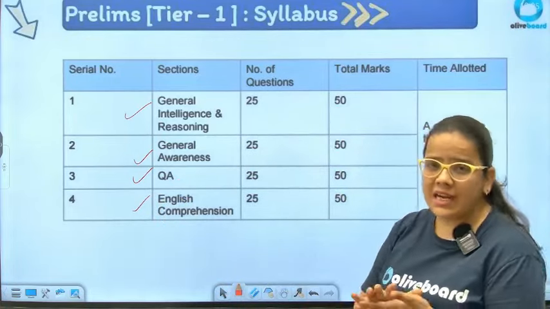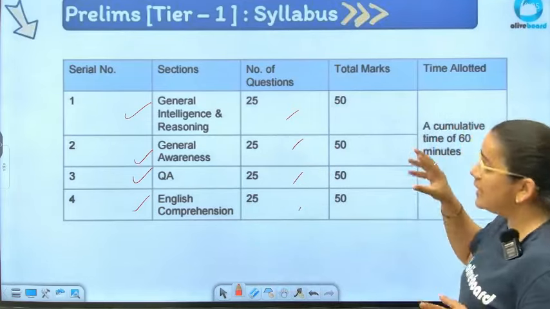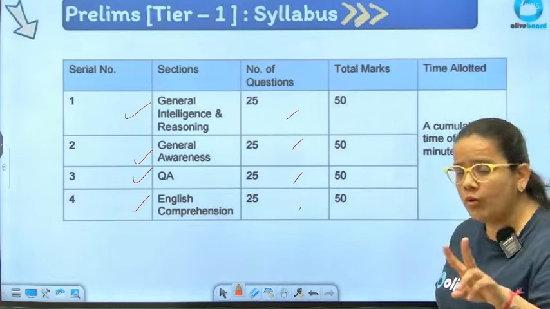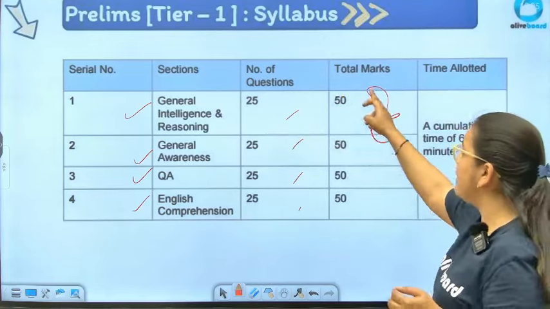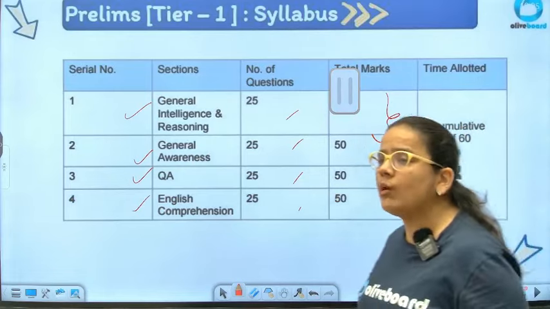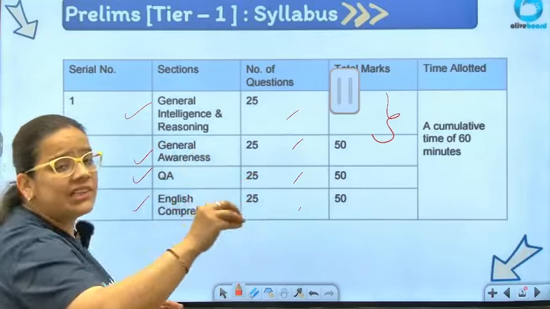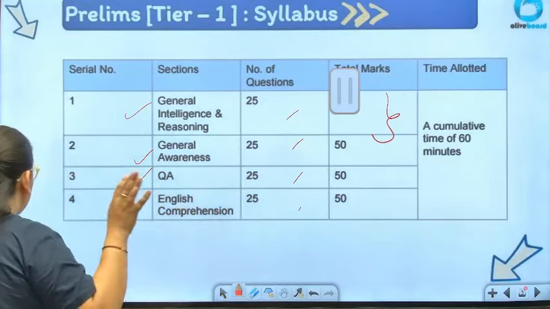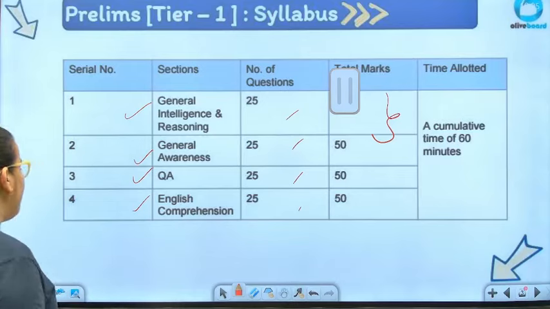Each subject contains 25 questions, and each question carries 2 marks. So that means the total marks of these 25 questions is 50, right? And to cater to these 4 subjects, you will receive around 60 minutes in tier 1, or you can say in the prelims, right?